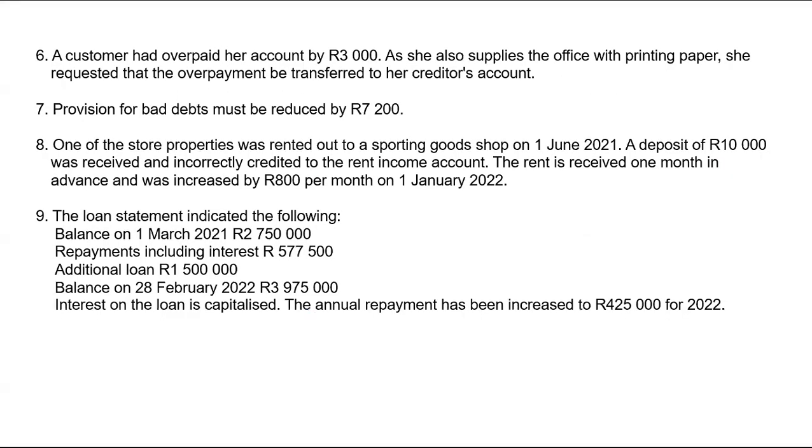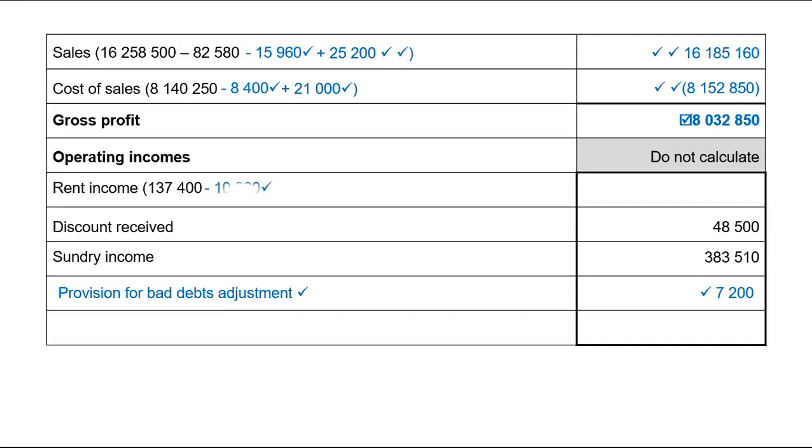All right. 8. One of the store properties was rented out to a sporting goods shop on the 1st of June 2021. A deposit of 10,000 was received and incorrectly credited to the rent income account. So I'm going to correct that first. I'm going to go to my rent income in the statement of profit or loss and subtract that 10,000. First thing, because they said it was incorrectly credited. So I will subtract it.